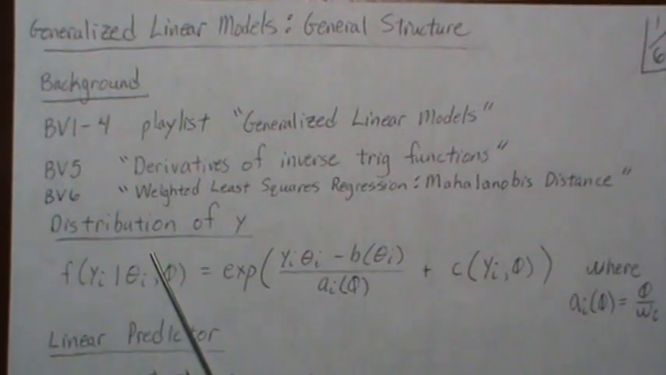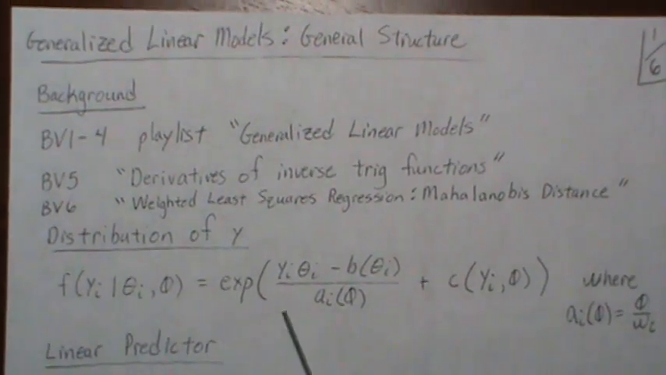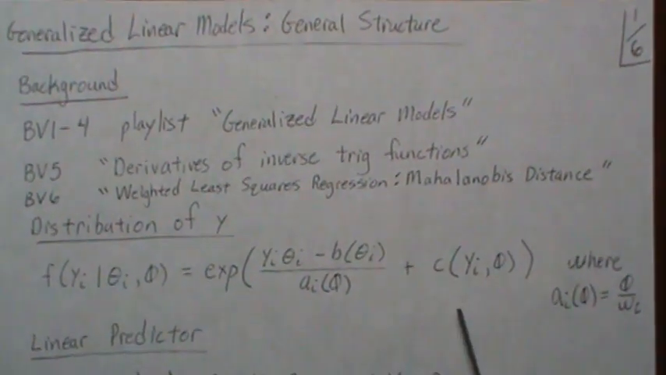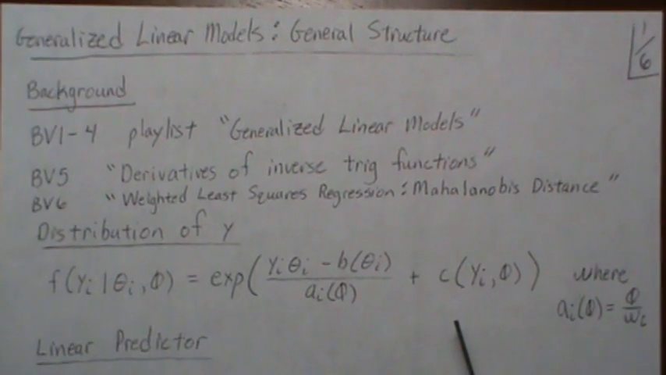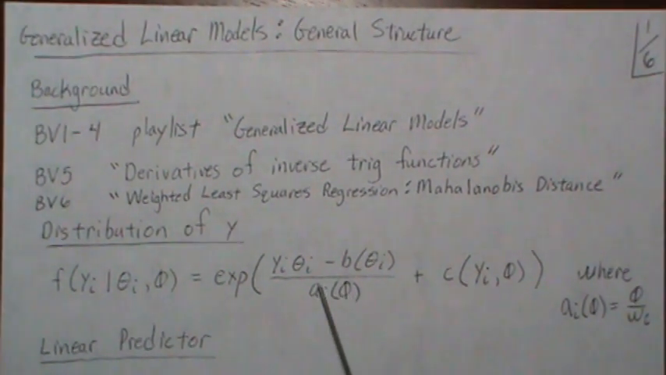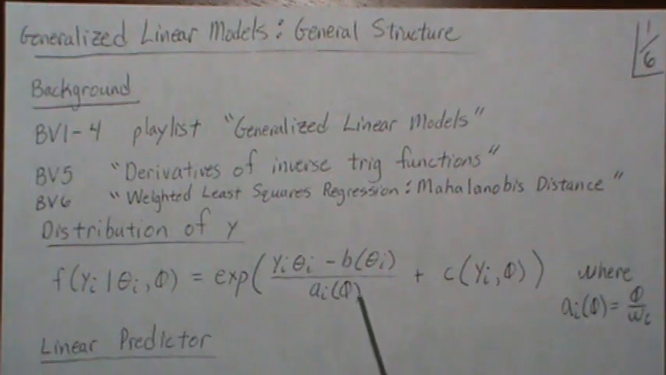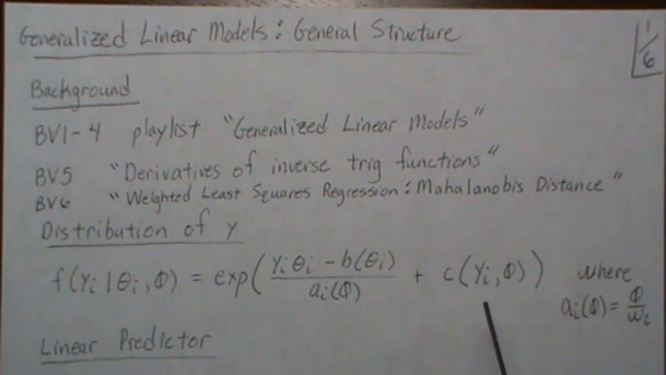And here we assume that the distribution of y follows an over dispersed exponential family. The over dispersion comes into play with this parameter phi, which we're going to let be phi divided by w, where w is a known weight, and actually the over dispersion we're going to assume is known too. For more details of this, you can look at BV1.